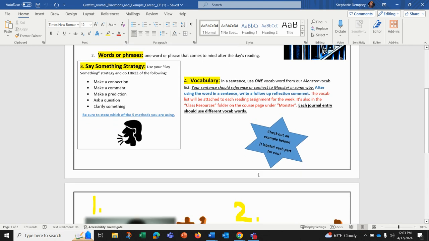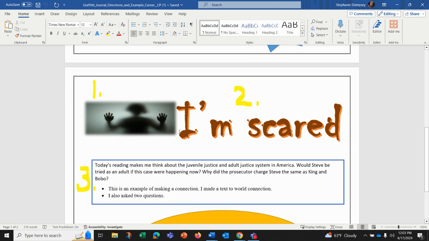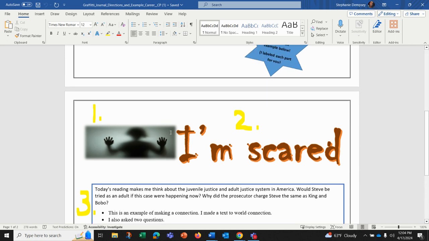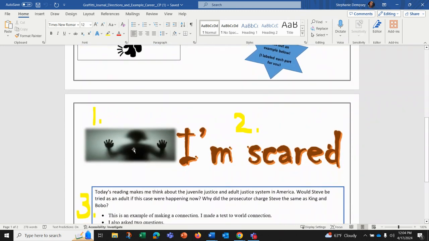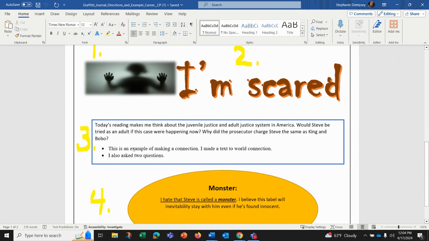So let's look at an example below. I labeled each part for you. So this is part one, and this was the graffiti. This is where you're picking a picture or drawing a picture or finding an image, something that related to today's reading. So I picked what looked like someone kind of trapped, holding onto a window or looking out. Seems like they're kind of stuck and they can't get out. So I felt like this related to our author. So that was part one. That was graffiti, the image that illustrates the day's reading in a meaningful way. So you'll be finding your own picture and putting it in your graffiti journal.